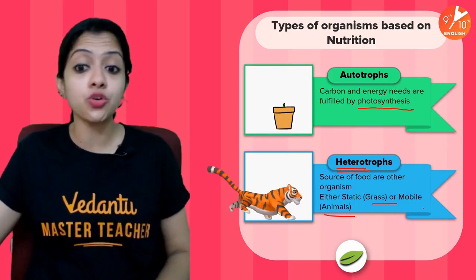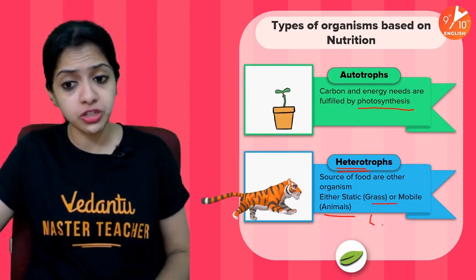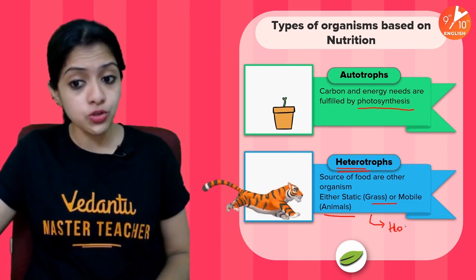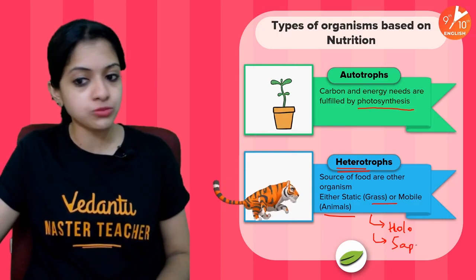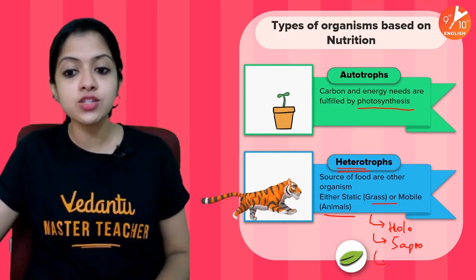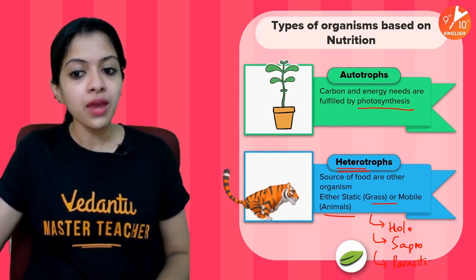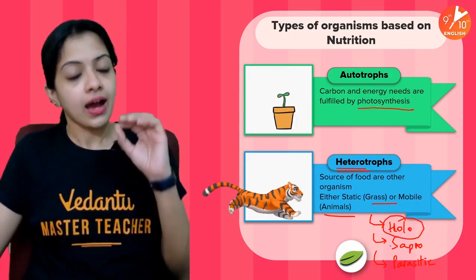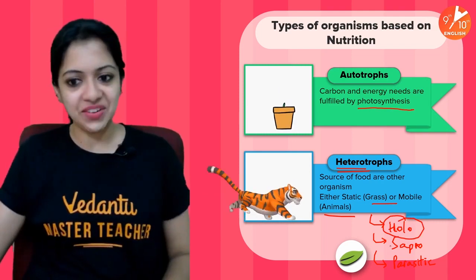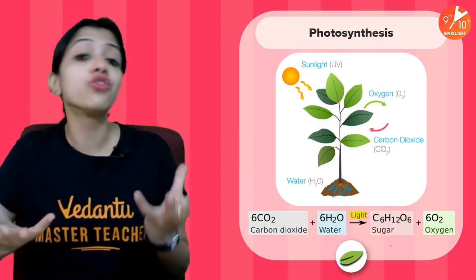Let me also remind you at this point that there are three major types of heterotrophic nutrition, which are holozoic, saprotrophic, I'm just writing the short forms for you, and also parasitic. Now we would mainly focus on holozoic nutrition because we fall into that category. Before we move on to heterotrophs, let's look at what photosynthesis is.